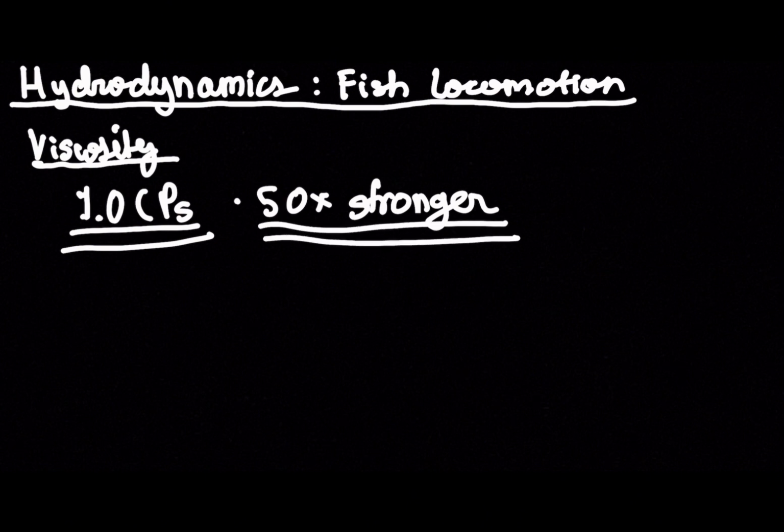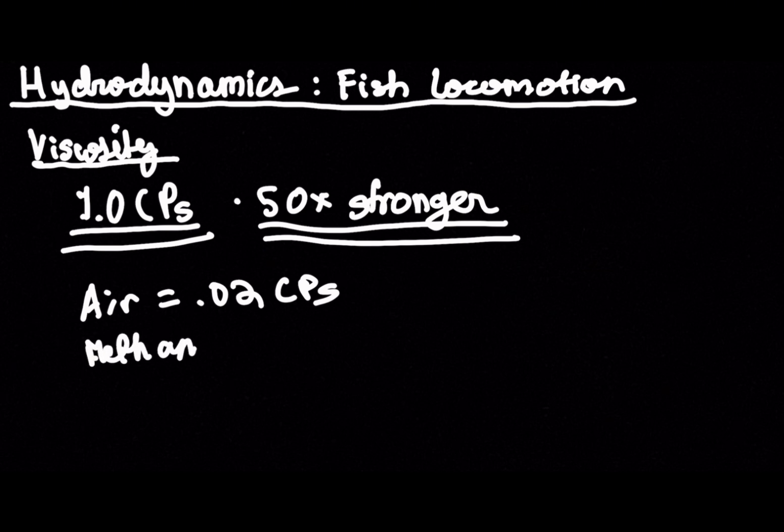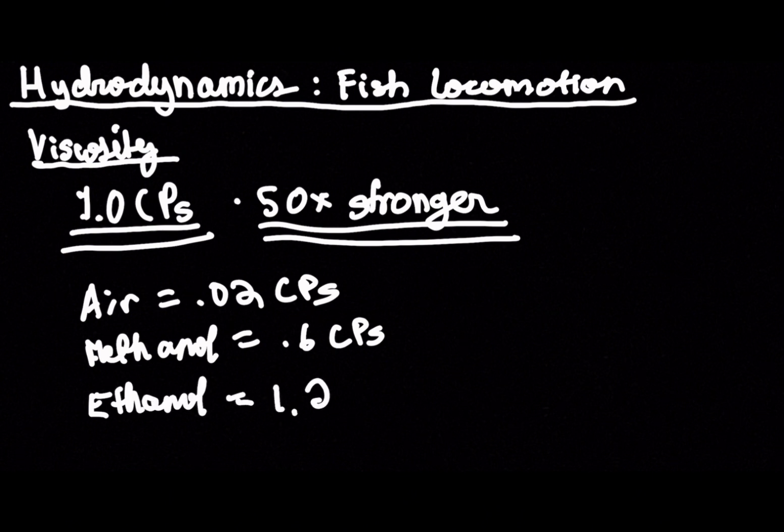Now, different substances have different viscosities. So air has a viscosity of 0.2. Methanol has 0.6. And ethanol has 1.2. So these different substances have different viscosities.